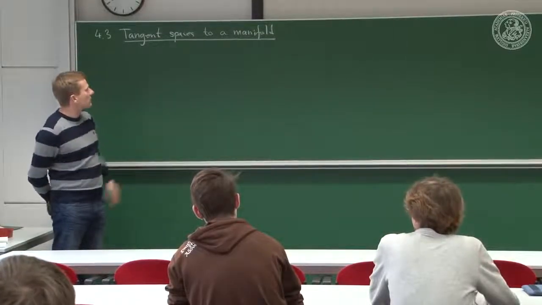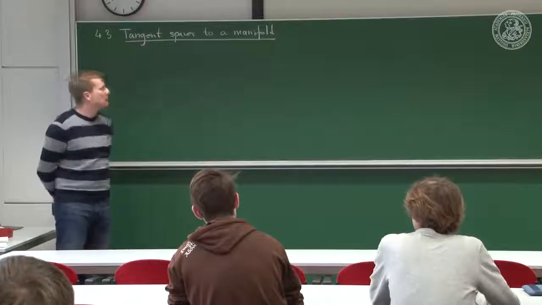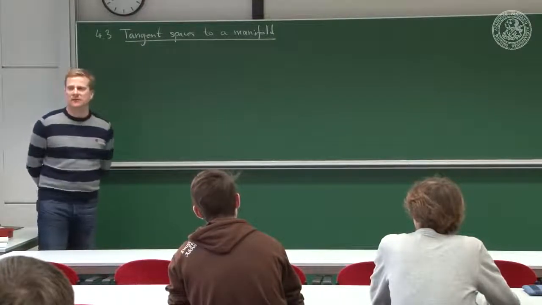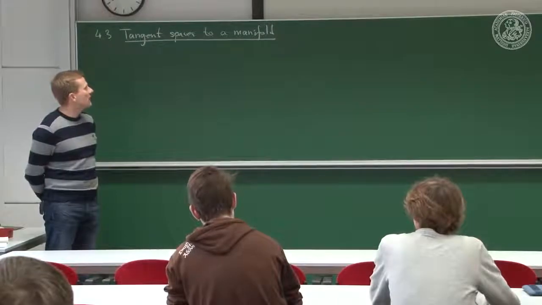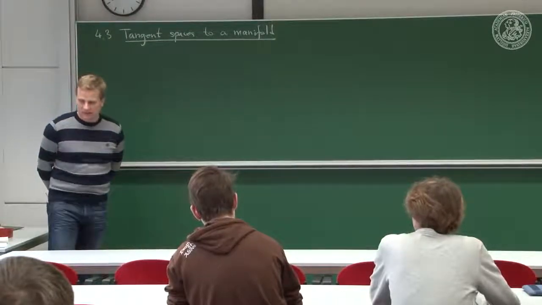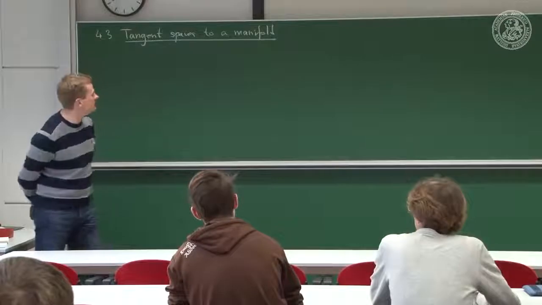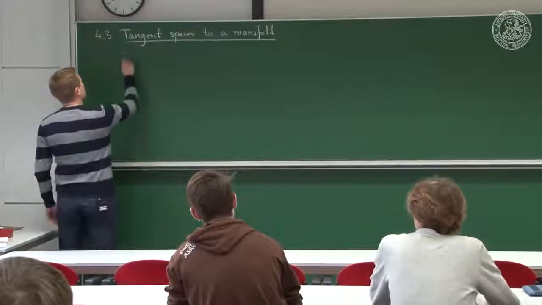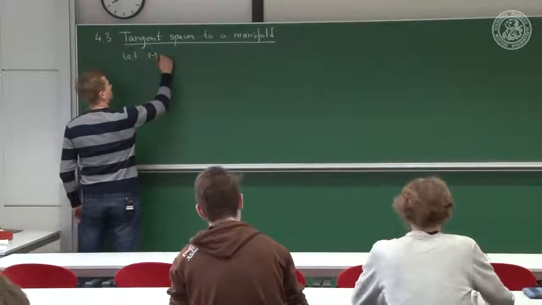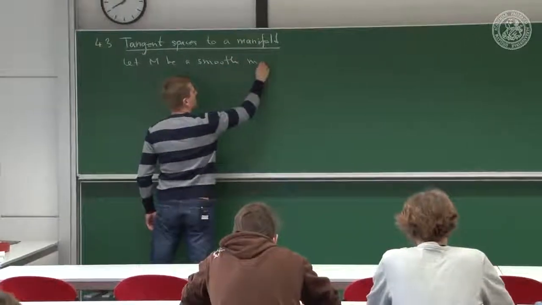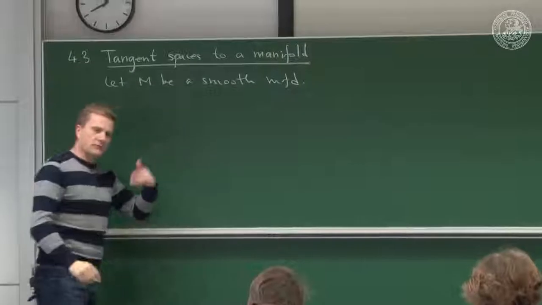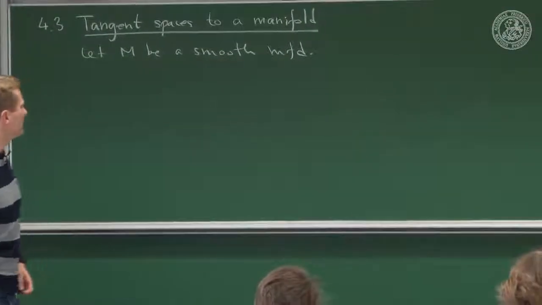But first and foremost, before we come to that, we will construct an infinite dimensional vector space from a given smooth manifold, and that object will appear again and again throughout these lectures. So let M be a smooth manifold, and actually throughout this section, throughout this chapter.